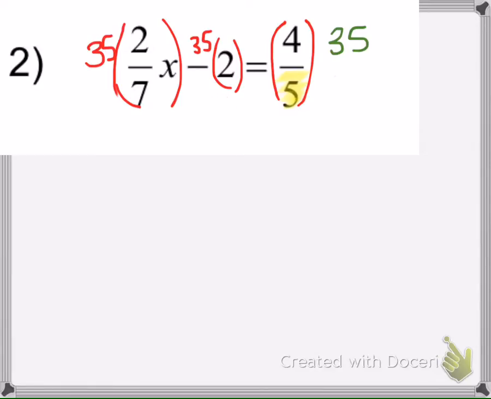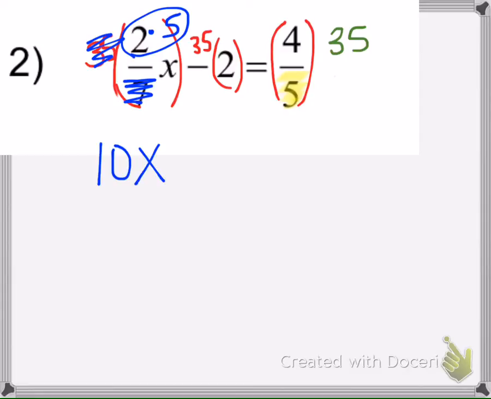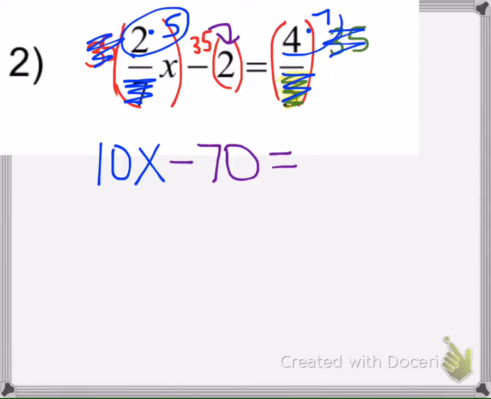Alright, so now we should be able to do this in our head because 7 goes into 35 here 5 times. So 2 times 5 is 10x. Then we have 35 times 2 is 70. 5 goes into 35 7 times. So 4 times 7 is 28. And now there are no fractions in the equation.